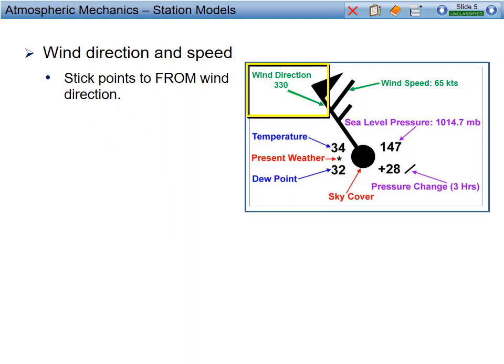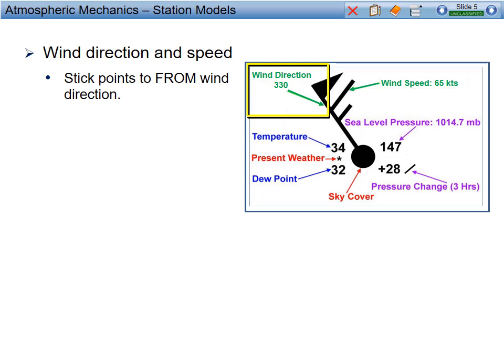This is an example of a station model. A station model is a quick look at what's going on at a specific point. There's a stick that points into the direction of the wind. In this case, the stick is pointing approximately 330. Therefore, the winds are coming from 330 because we always characterize wind direction as where it comes from.